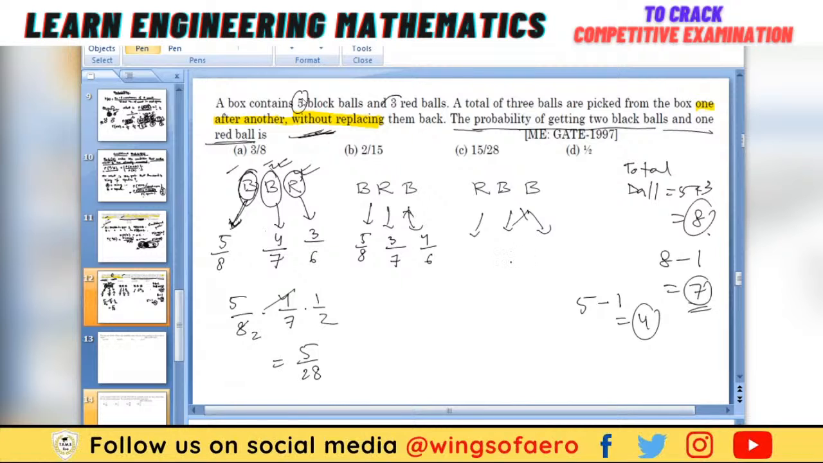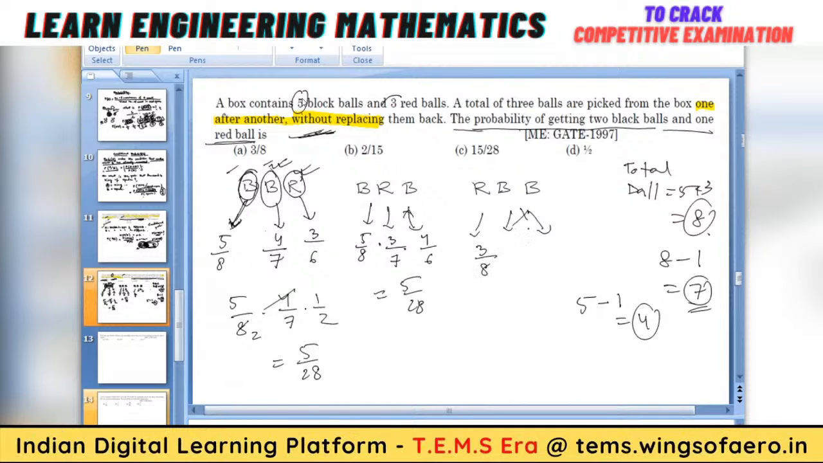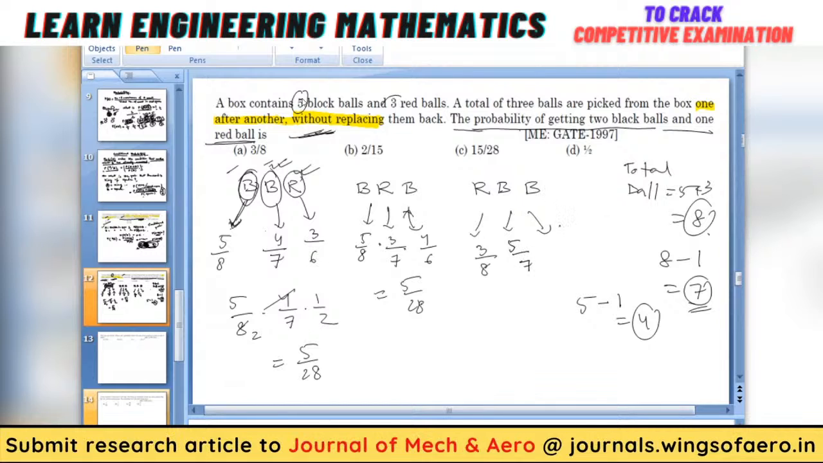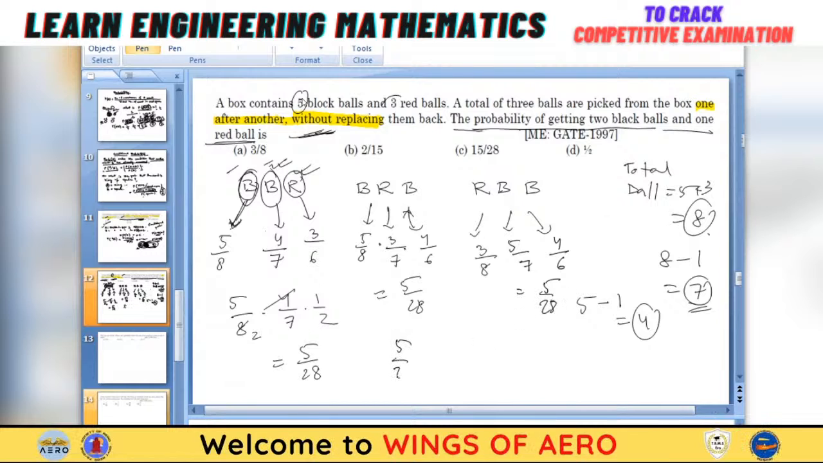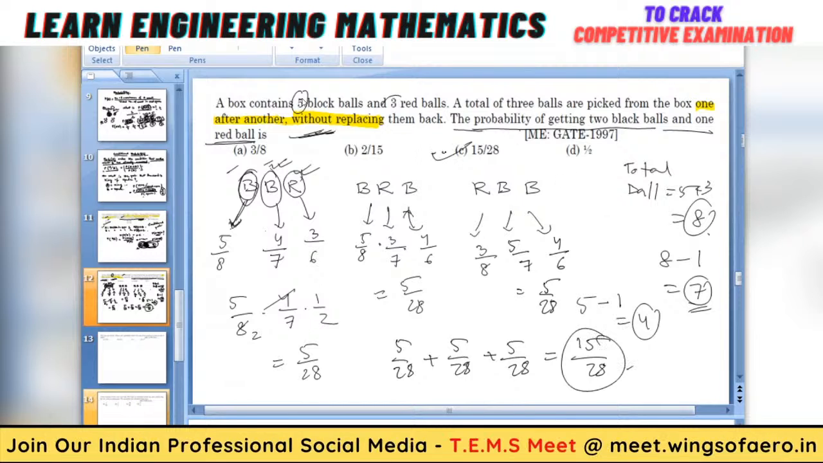Yes. And the third one is, this is also 5 by 28, if I multiply these three. And this one, first one is red. It means 3 by 8. Second one is black, it means 5 by 7. Third one is black. It means already one black, so it is 4 by 6. This is also, I think, 5 by 28. So 5 by 28 plus 5 by 28 plus 5 by 28. It means 15 by 28 will be the answer. C is the answer.